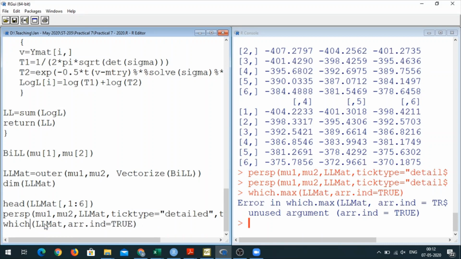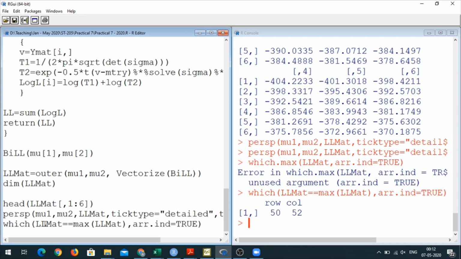Okay, it doesn't work for which.max, so I have to write which LLMAT equal to maximum of LLMAT. For some reason which.max doesn't have the facility to directly give the array indicator, so I will do which LLMAT equal to maximum of LLMAT. So the row number is 50 and column number is 52.